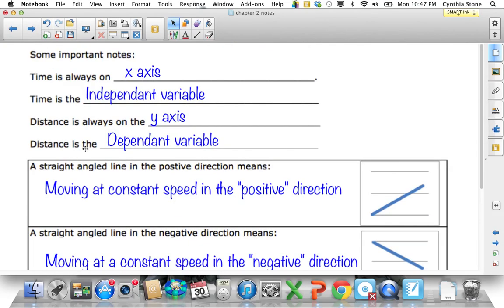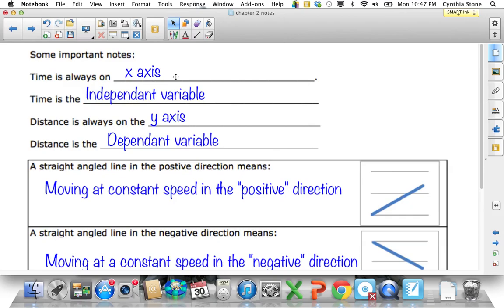Okay, so some important notes. In a distance time graph, time is always the x-axis. Okay, always. And that makes it what we call the independent variable. Independent means you can't affect it. And from our point of view, you can't affect time. Time is the independent variable always. Okay? Distance, in this case, is always in the y-axis, and it's the dependent variable.